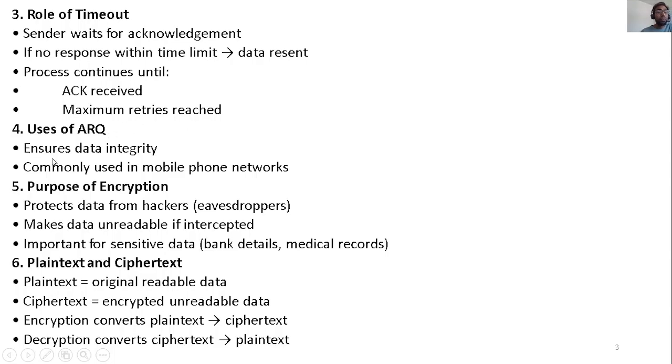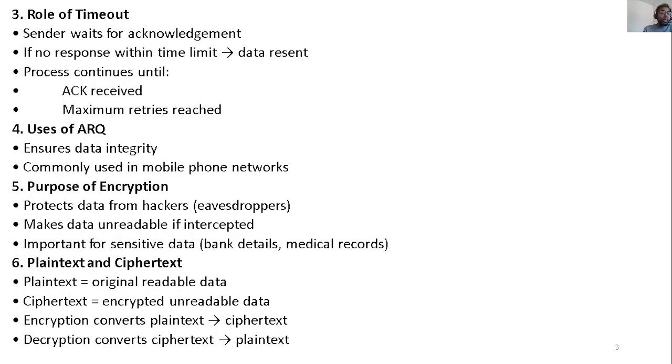Uses of ARQ. ARQ ensures data integrity, meaning the data is correct data. It means that the data at the sender's end should be the same data at the receiver's end. This is what integrity means. It is commonly used in mobile phone networks.